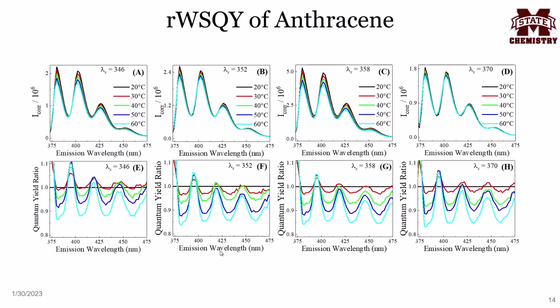Shown here are 4 different excitation wavelengths for anthracene in the first row, as well as the integrated ratiometric wavelength-specific quantum yield at differing emission wavelengths shown in the second row. We can see that anthracene has a strong emission dependence on the quantum yield. However, the quantum yield does not seem to be dependent on the excitation wavelength. This can be seen by the quantum yield ratio having a similar trend for all excitation wavelengths.